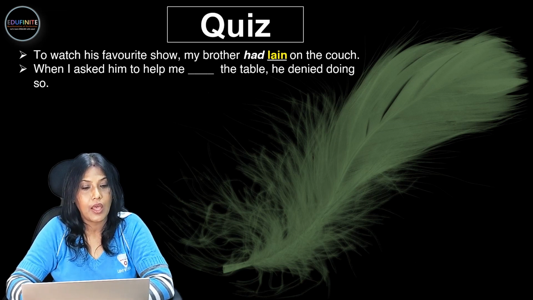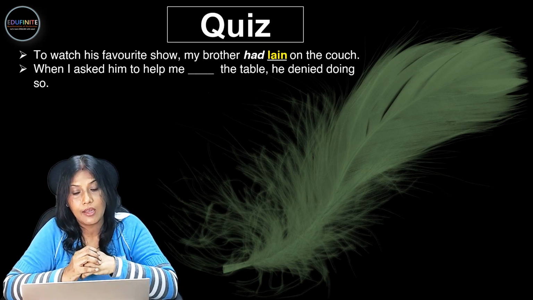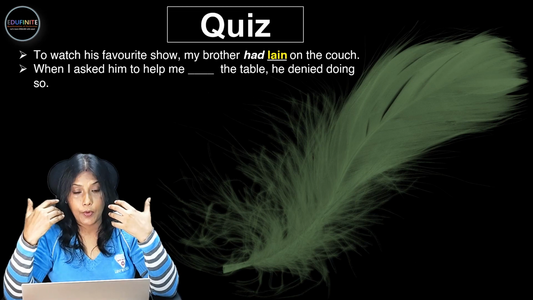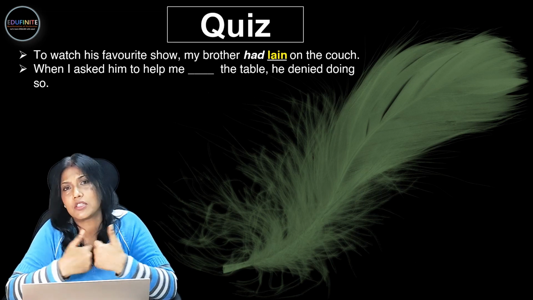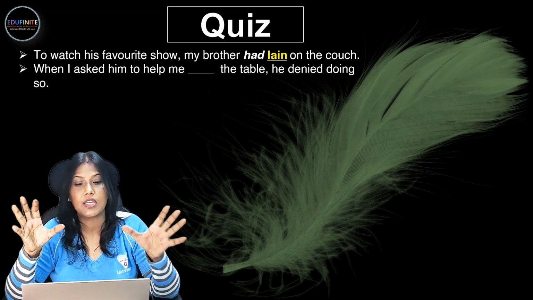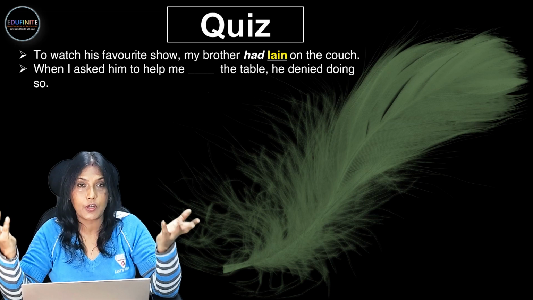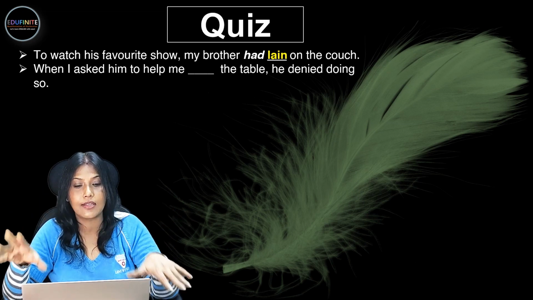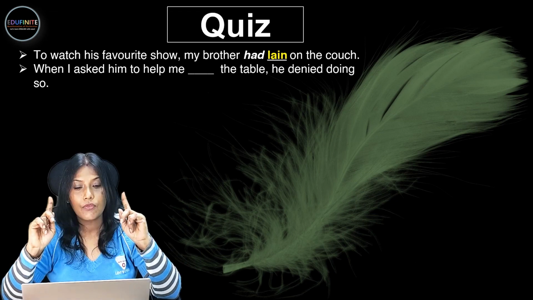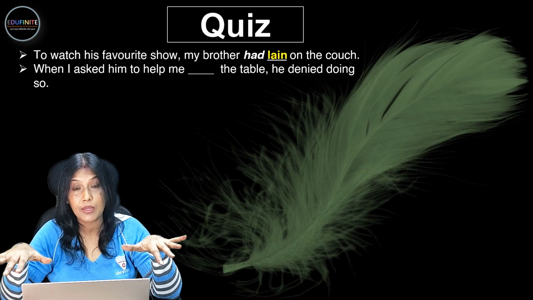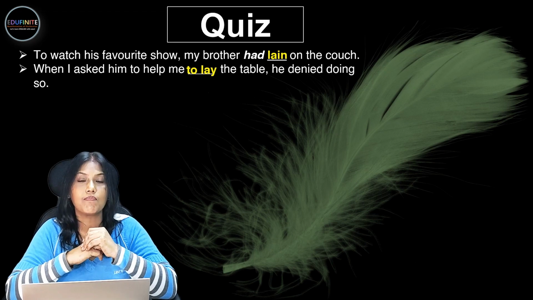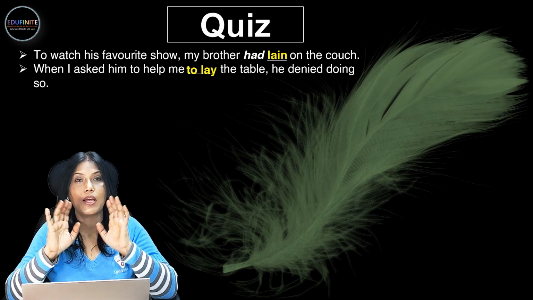Okay, the next one. When I asked him to help me dash the table, he denied doing it. So it's a story of me and my brother. My brother is busy watching his favorite show. His favorite show is on the television and he has lain on the couch and he's enjoying the show. Now, when I asked him to help me, for what? Dash the table. That means help me to lay the table. He denied doing it. He said, no, I'm not going to come. I'm watching my favorite show. I'm just not going to help you. You do it by yourself.